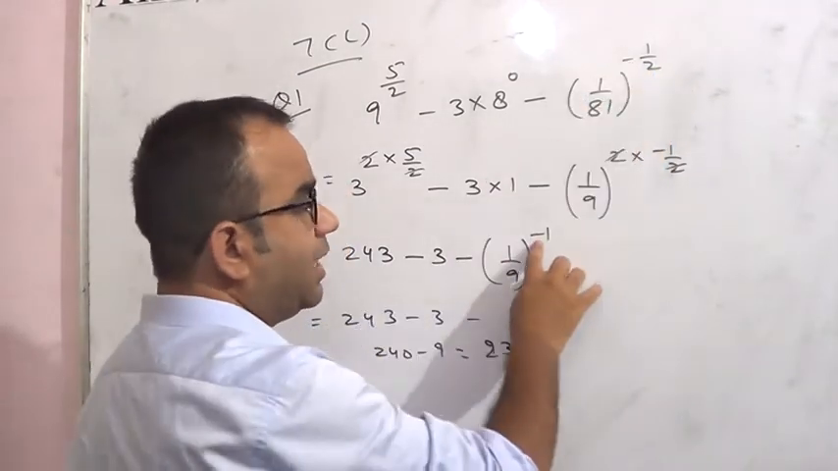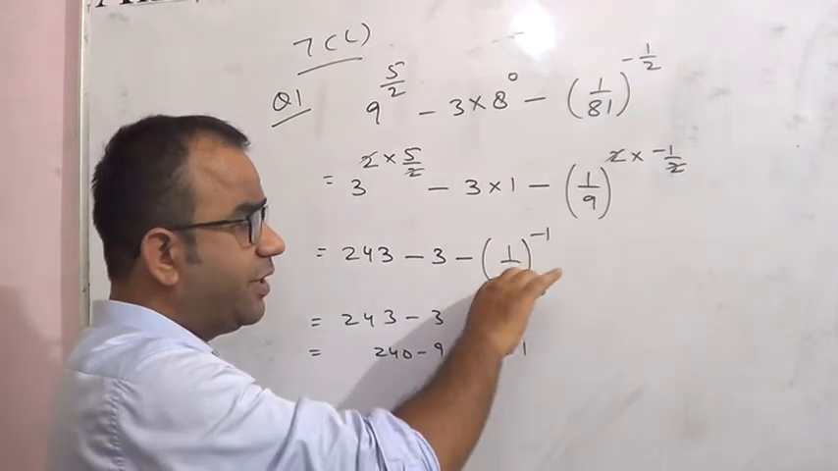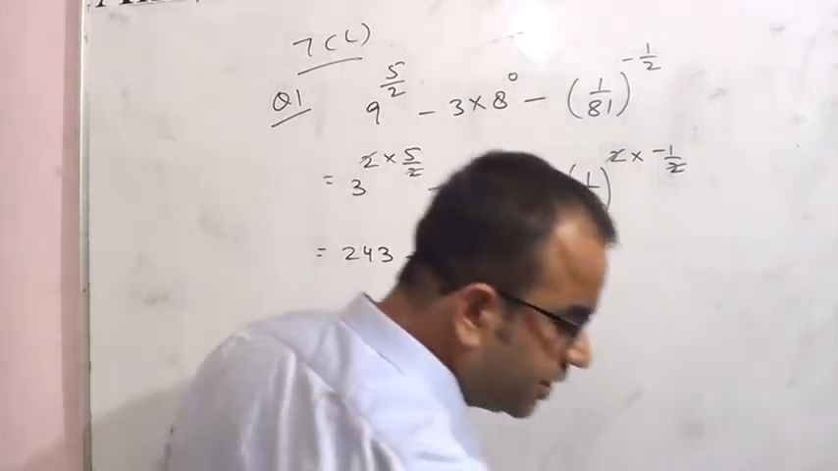So you just have to simplify the values, keeping one thing in your mind: if the power is negative, like here, to make the power positive you have to reciprocal the base. Okay, this is a very important step.